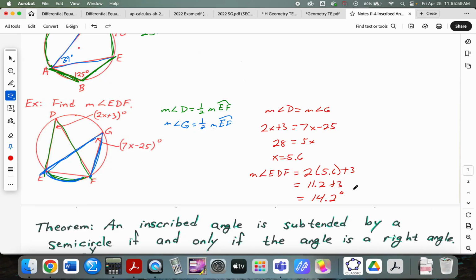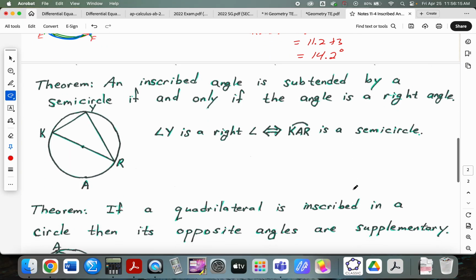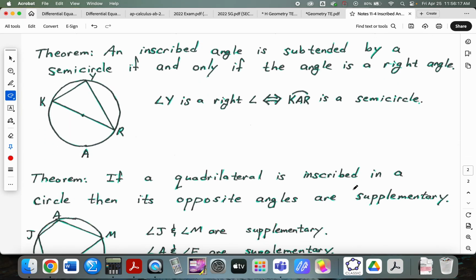All right, the next two things that we have are both a result of this first theorem. You may or may not remember that's called a corollary. It's not important that you know that these are corollaries, but they come as a direct result of this first theorem. The first one says that an inscribed angle is subtended by a semicircle if and only if the angle is a right angle.